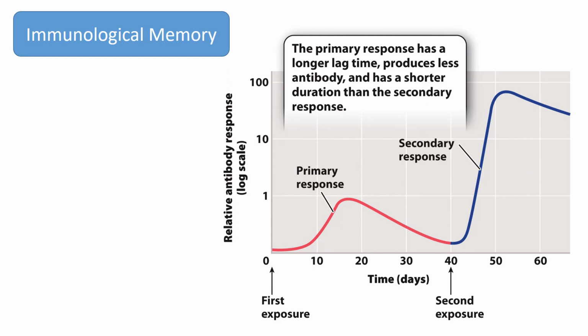Vaccines take advantage of this secondary response and provide future protection from an infection. In vaccines, an antigen from a pathogen is deliberately given to a patient to induce a primary response, but not the disease outcome.